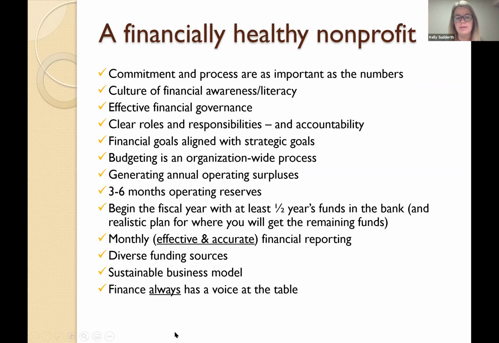Ideally, a financially healthy nonprofit will begin the fiscal year with at least a half a year's funds in the bank, right? That's that 6 months of operating reserves. But again, that takes time to build up. So if you're not there yet, don't beat yourself up, but maybe commit to trying to get there over time.